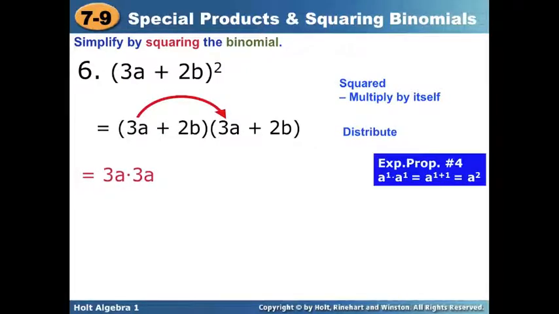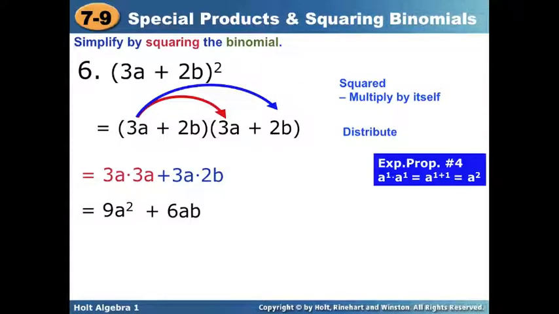3a times 3a is 9a squared. 3 times 3 is 9. A times a, add the exponents, you get a squared. So 3a times 2b. 3 times 2 is 6. A times b is ab. 2b times 3a. 2 times 3 is 6. B times a, write that in alphabetical order, ab.